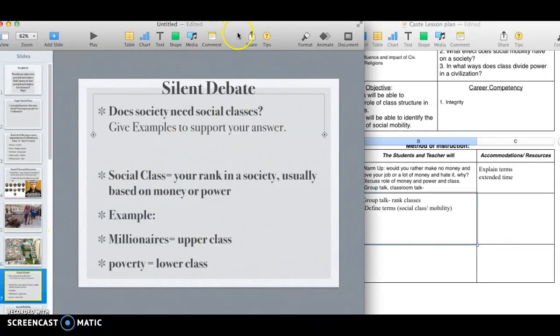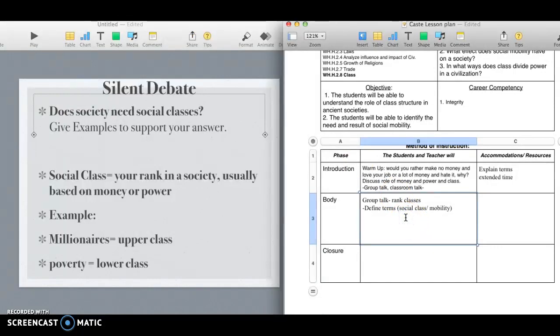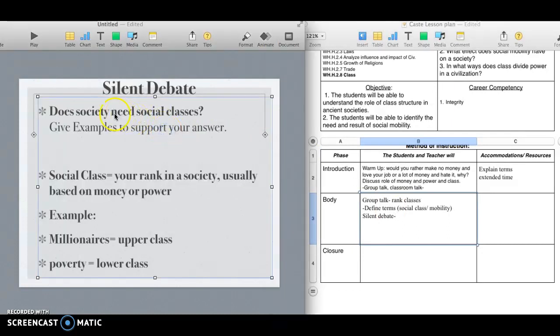And then this is an interesting thing we can do. We want them now to use it academically, so we need them to write about it. Here we want to do a silent debate. How this would work is you give the students a question, and they would have a scrap piece of paper, and they would answer that first question: does society need social class?